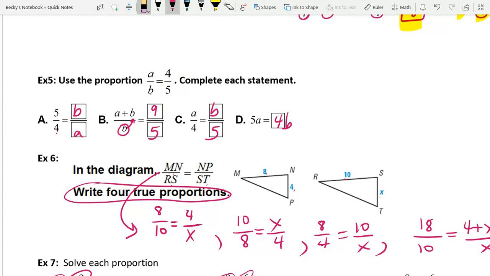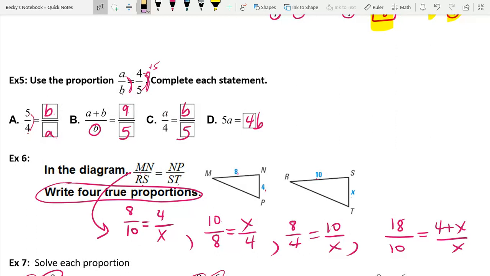There we go. So use the proportion A over B equals 4 over 5 to complete each statement. Okay, so I have 5 over 4, and so they're just flipping these. So you're going to flip these to get B over A. All right, so this is where you add to the top. So I'm going to take the 5 and add it to the top. So 4 and 5 is 9.